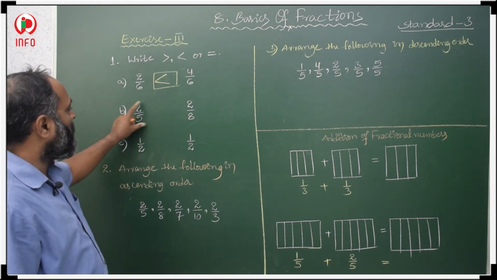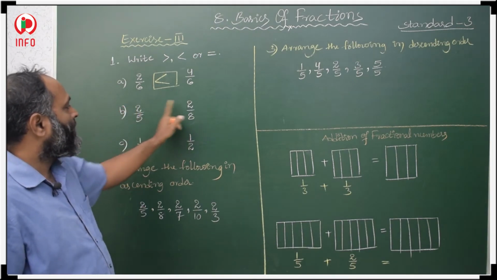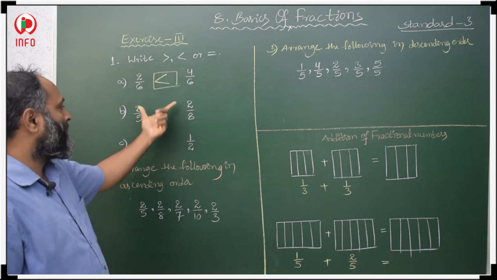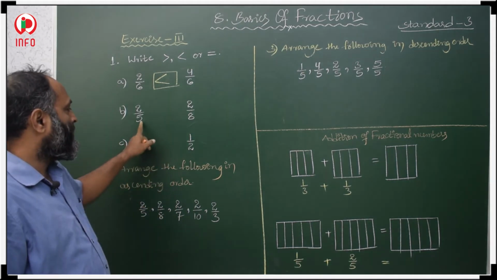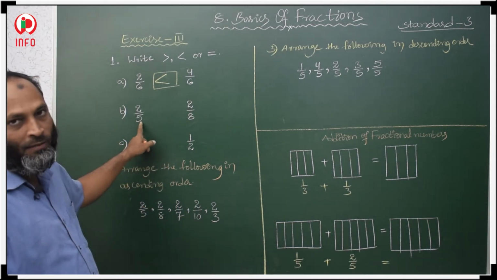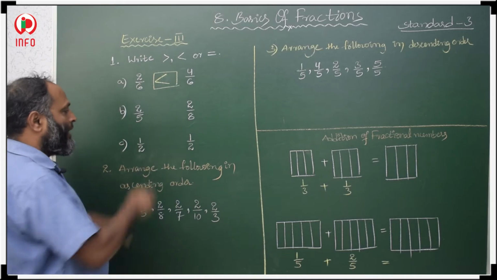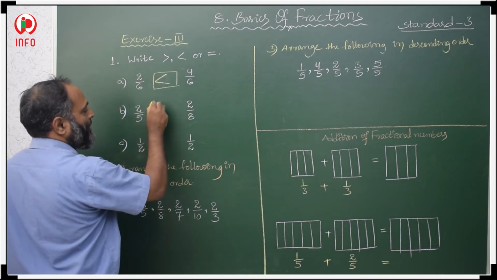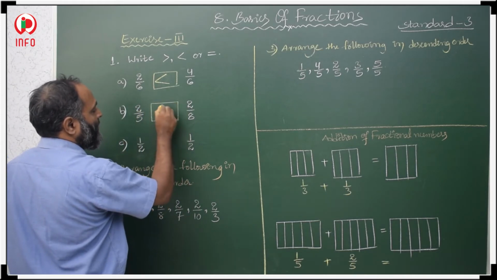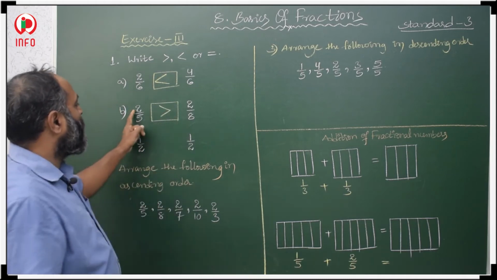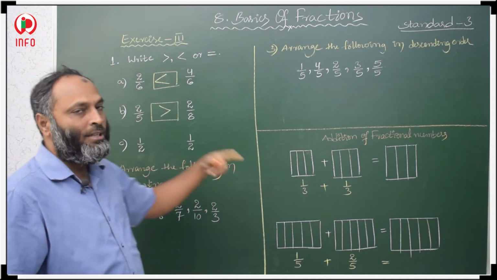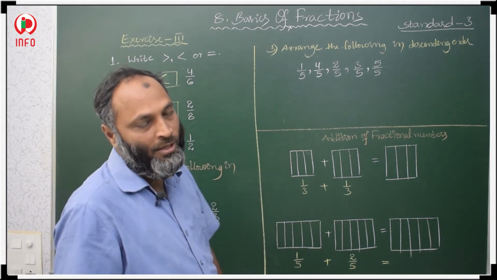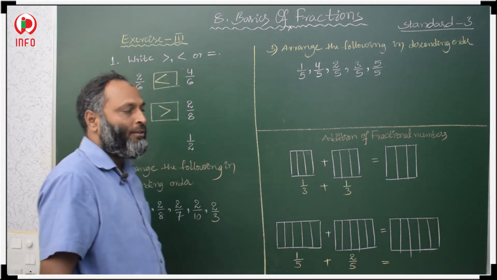Here 2 by 5 and 2 by 8. In these two fractions the numerators are same. When numerators are same, in the denominator, whichever is the least, that one is greater. Means 2 by 5 is greater. When numerators are same, in the denominator, whichever is the least, that one is the greater. 2 by 5 fraction is the greater value.